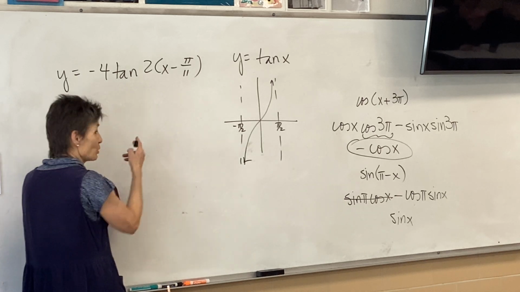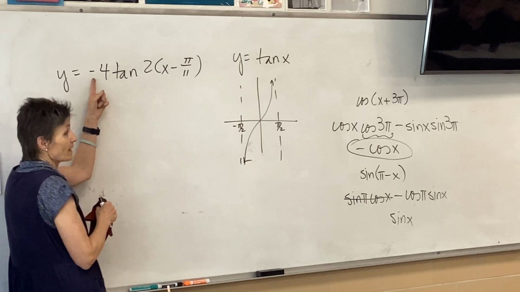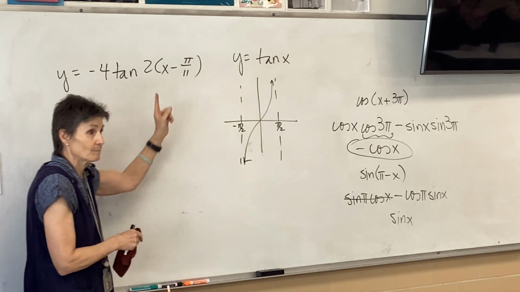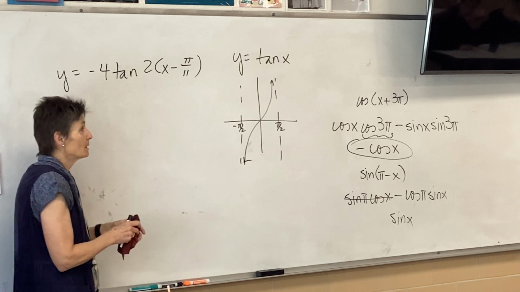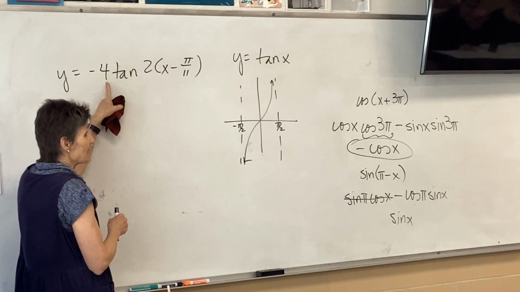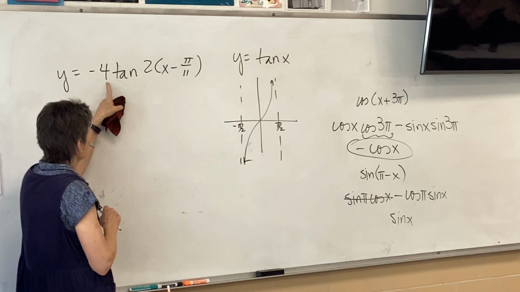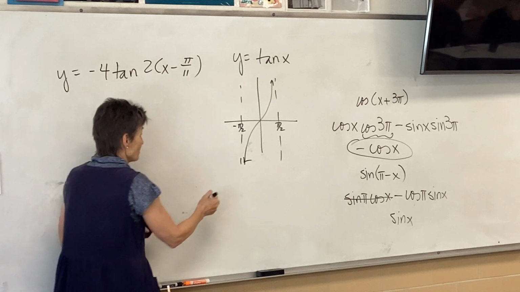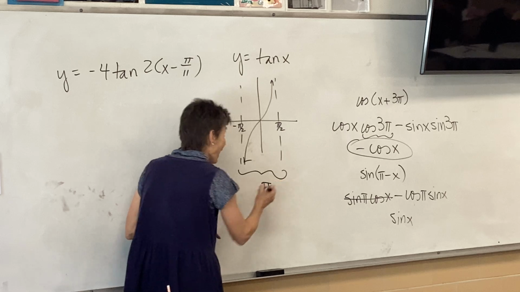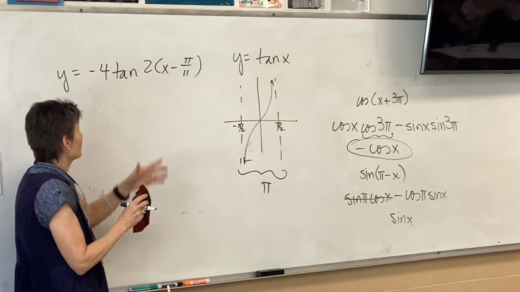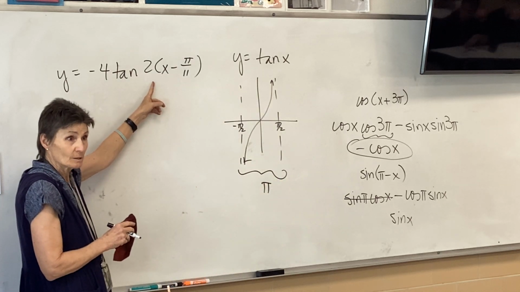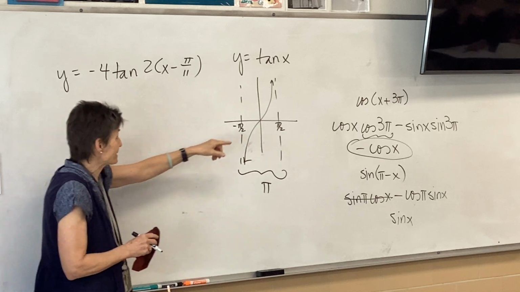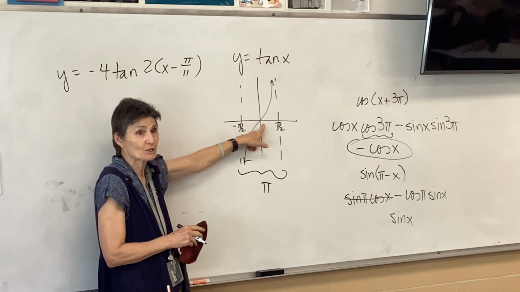Now, I'm making some changes to it. So first thing I'm changing is it's going to be upside down. Steepness is going to change. I'll deal with that in a minute. Period's going to change. So now my asymptotes, instead of being pi apart, they're going to be pi over 2 apart. And my little squiggly is not going to go through the origin.